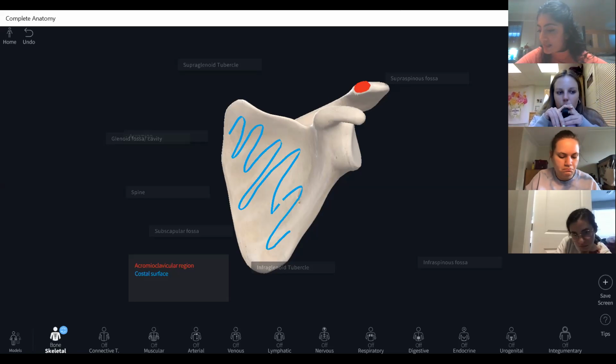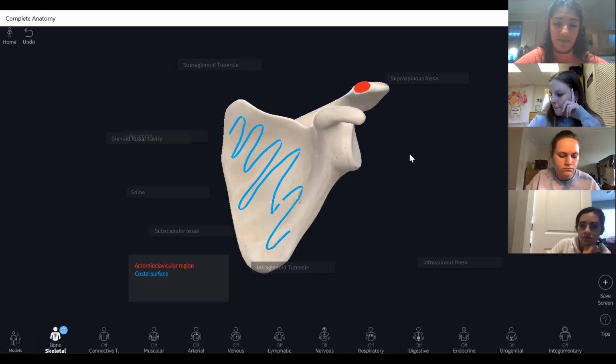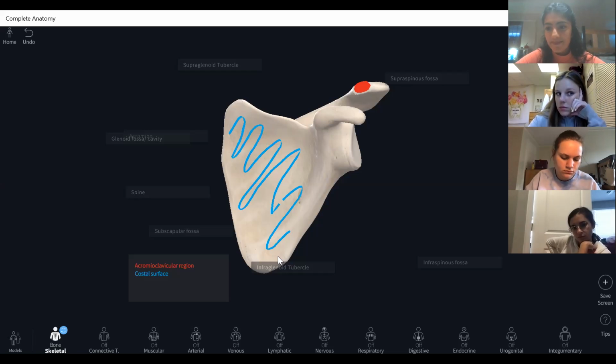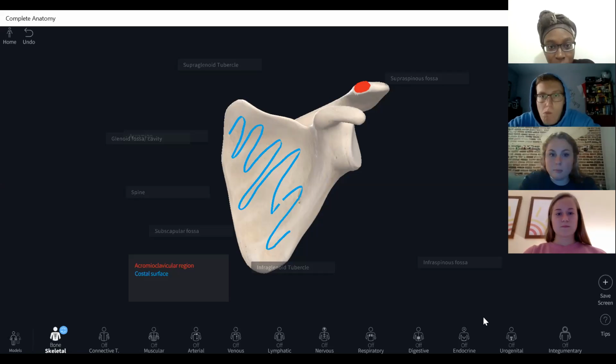So what is the costal touching surface of the scapula? What do we call this costal touching surface? Is that something like the fossa? It should be the infraspinous fossa, because that looks like inward.